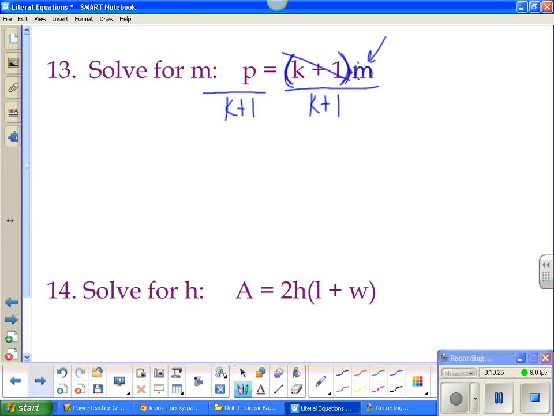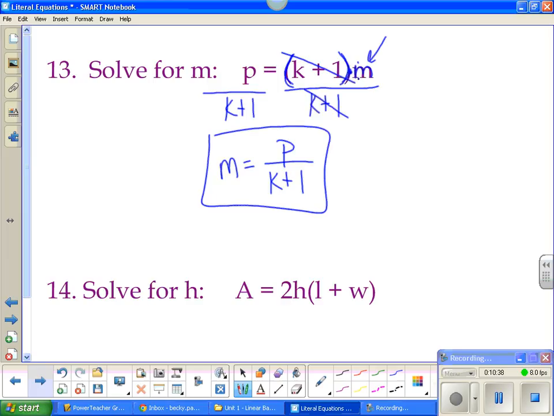That makes that whole chunk go away because it's in parentheses. That's why I can do this. So I have m equals p over k plus 1. So again, going back to the original problem, I knew I wanted to do that because my m is sitting out here. So all I need to do is get rid of that parentheses.